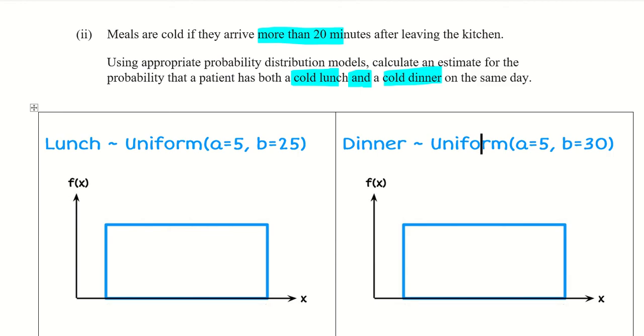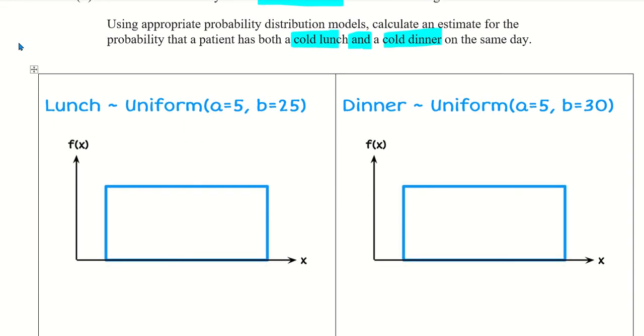What I'm just going to do is put this information on the graph here. My lunch has a start of 5 and goes up to 25, and my dinner starts at 5 and goes up to 30. And we did find the heights of those. Our height for lunch was 0.05 and our height for dinner was 0.04.